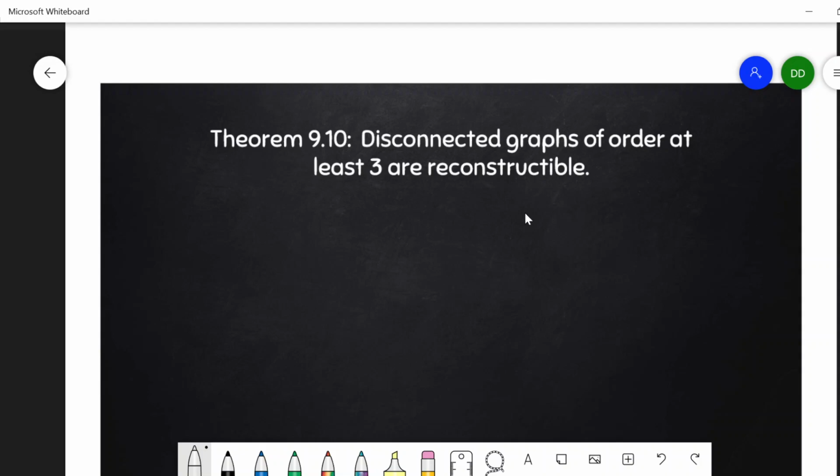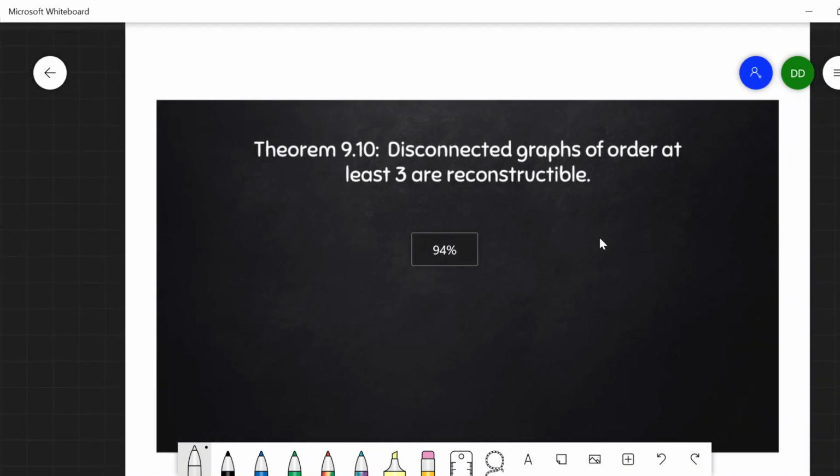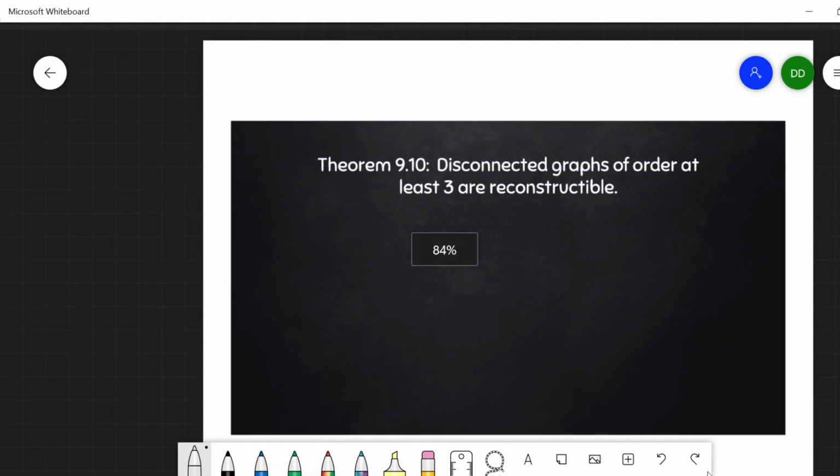So far we've extended what we know of the reconstruction conjecture: all regular graphs are reconstructible, and all disconnected graphs of order at least 3 are reconstructible. So we have a big chunk out of the reconstruction conjecture, two big infinite classes of graphs. However, there are many, many more graphs to look at to prove that it's reconstructible.